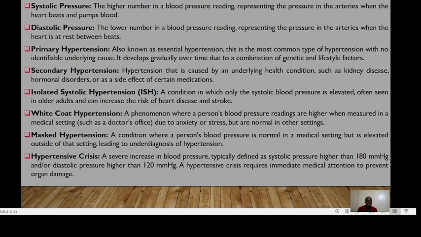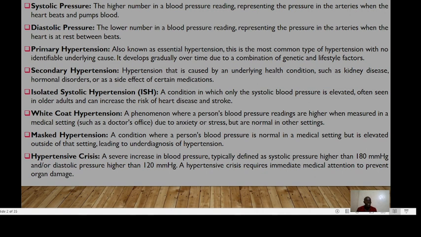Primary hypertension is also referred to as essential hypertension, as we can see, and it's the most common type of hypertension with no identifiable underlying cause. It normally develops over time due to a combination of genetic and lifestyle factors. Secondary hypertension, on the other hand, refers to hypertension that is caused by underlying health conditions, could be due to the kidney, hormonal disorders, or side effects of certain medication.